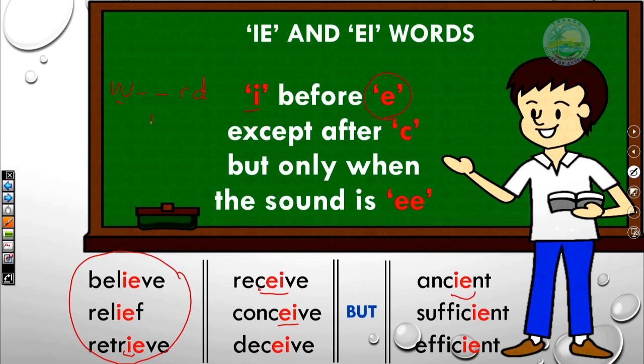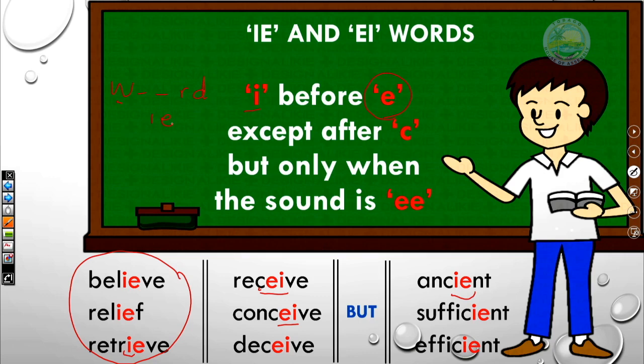So then I can put I and E, but that's not the end of the rule. We must also have that E sound. So let us listen to the word again and see if we are hearing the E sound. Weird.